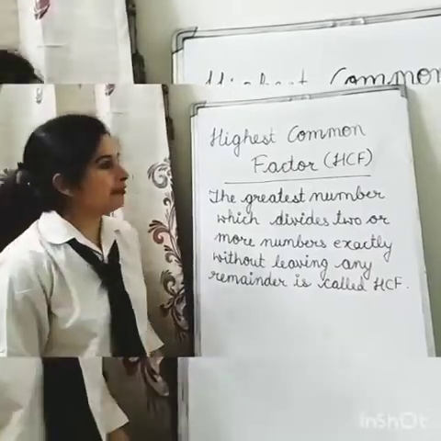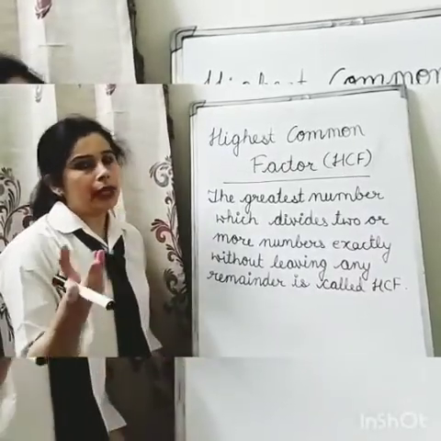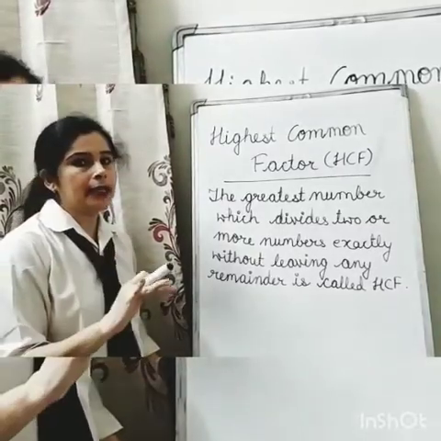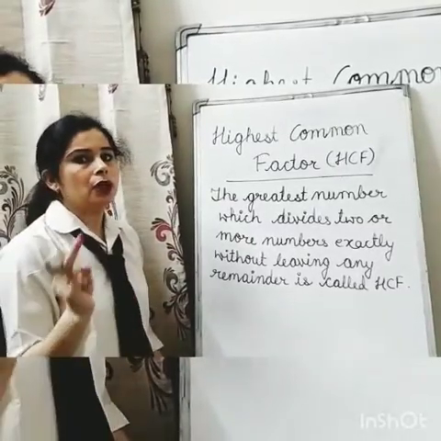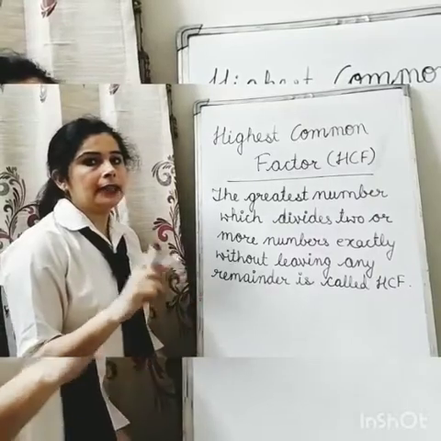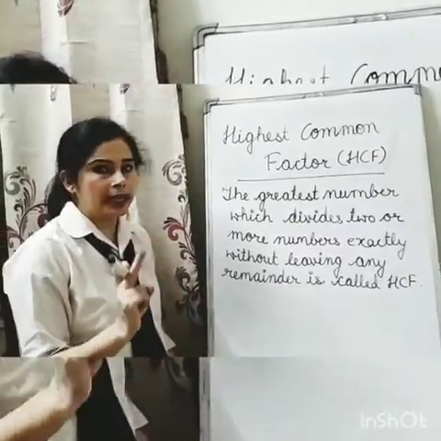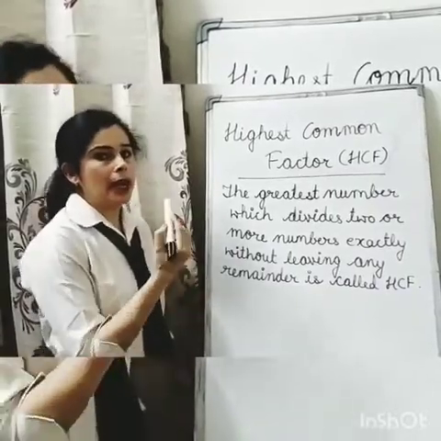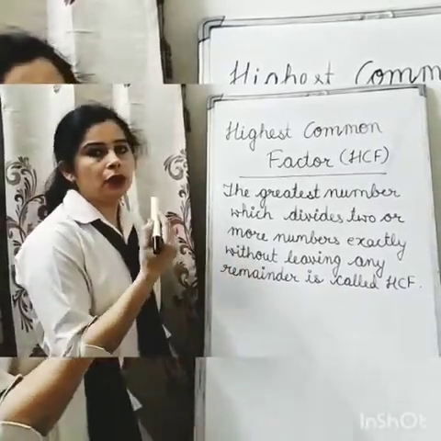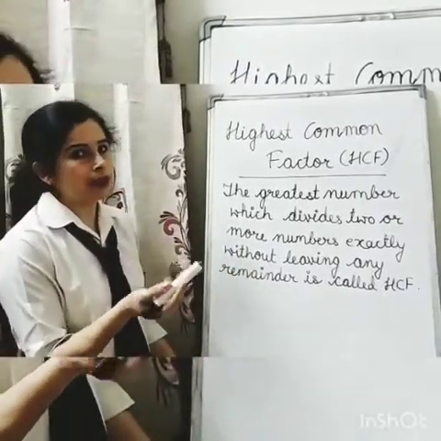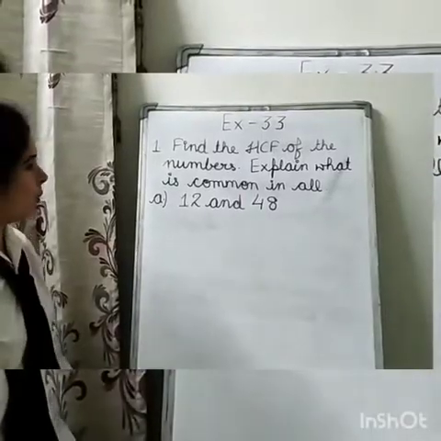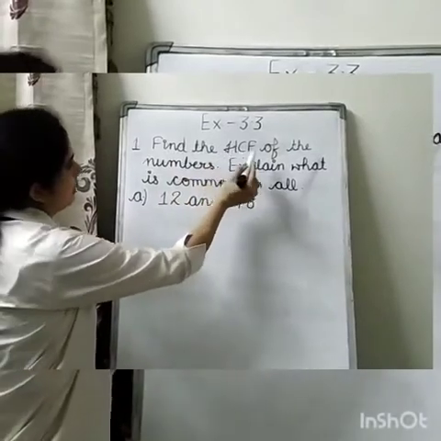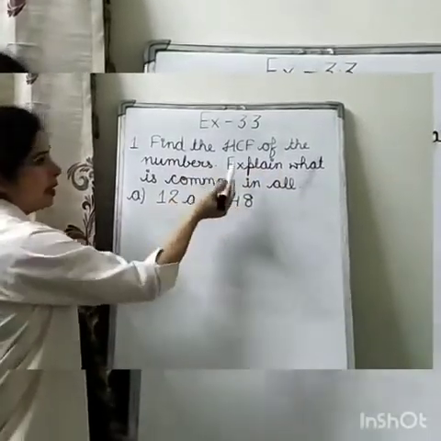Highest common factor means if we are having two numbers, first of all we will find its factors, then common factors, and in the end we will write the highest common factor, and that will be the HCF of those two or three numbers. Now our first question is, find the HCF of the numbers.